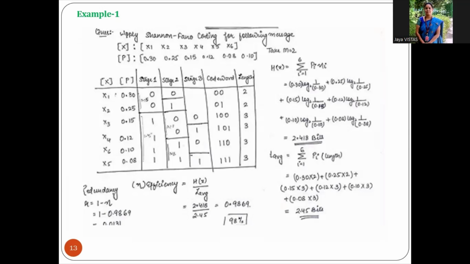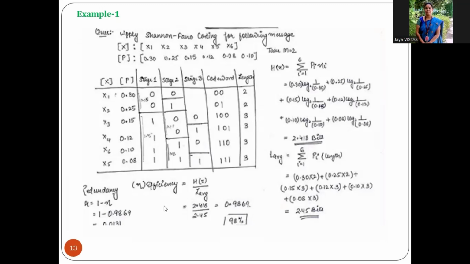Then calculate the average length of the code word. It is the summation of i equal to 1 to 6 of p_i times length, where p_i is the probability. So 0.30 times 2, then 0.25 times 2, then 0.15 times 3, then 0.12 times 3, plus 0.10 times 3, plus 0.08 times 3. Finally we get 2.45 bits.